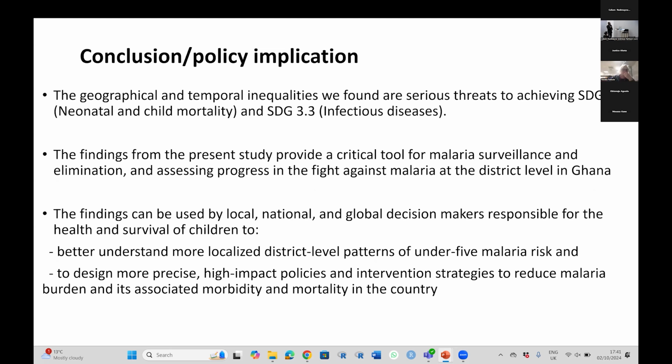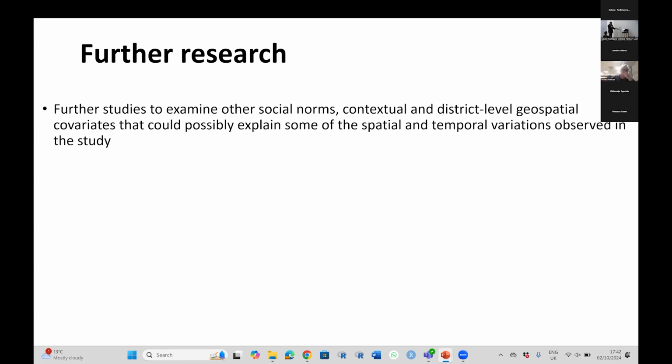Okay. So as you can see, the geographical and temporal inequalities we found are a serious threat to achieving SDG 3.2 and 3.3. And also the findings from the present study provide a critical tool for malaria surveillance, elimination, and control strategies. The findings can be used by local, national, and global decision makers responsible for the health and survival of children to better understand more localized district-level patterns for under-5 malaria, and also to design more precise high-impact policies and intervention strategies aimed at reducing malaria burden and morbidity and mortality in the country. Of course, there's a need for further studies based on the limitations that I mentioned.